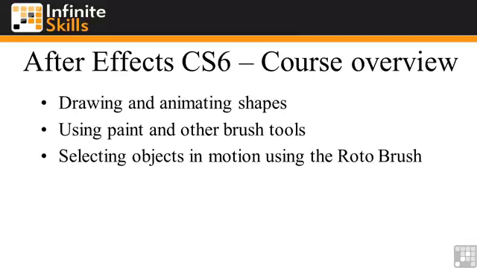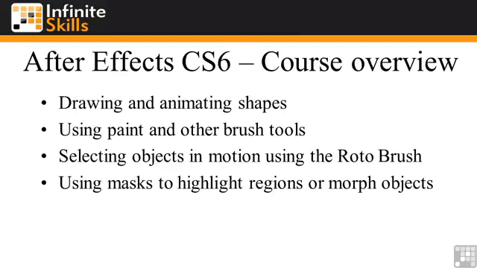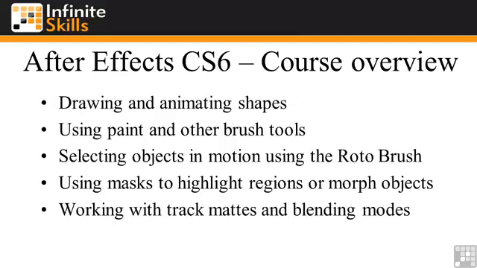One of those brush tools is called a roto brush. This allows you to select an object in motion in a clip and remove it from the background so you can apply effects to just that moving object. It's a great little tool. Then I'll explain how to use masks to highlight regions or morph objects. Masks are things that let you just select part of a region inside a clip, and you can have those masks change their shape over time, so you can take an object and morph it from one thing to another as well. We're going to then work with track mats and blending modes.